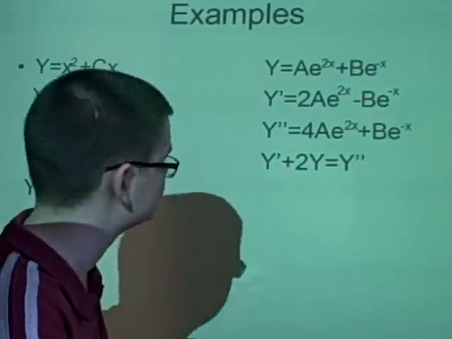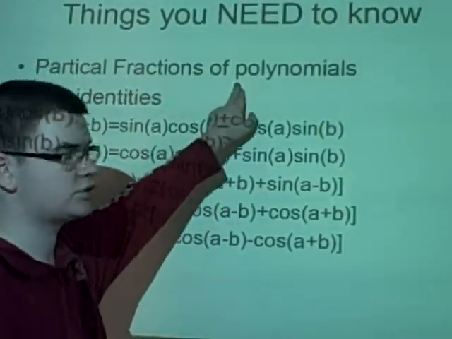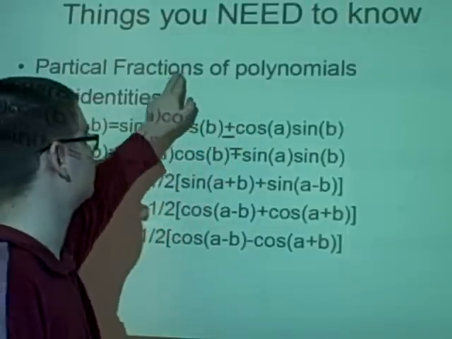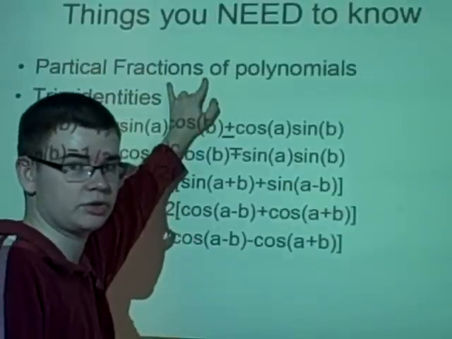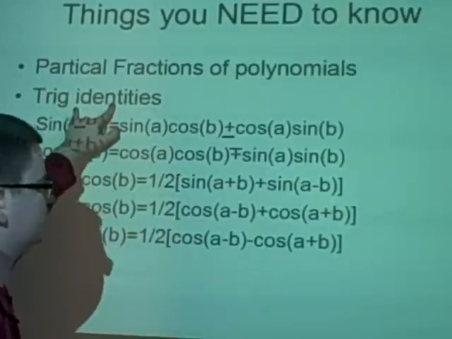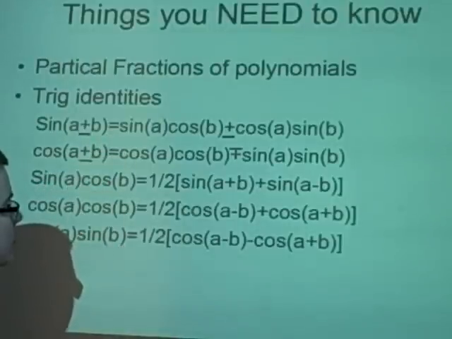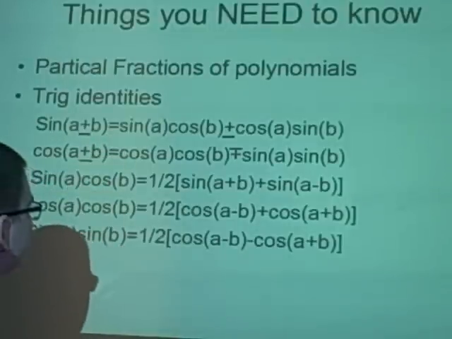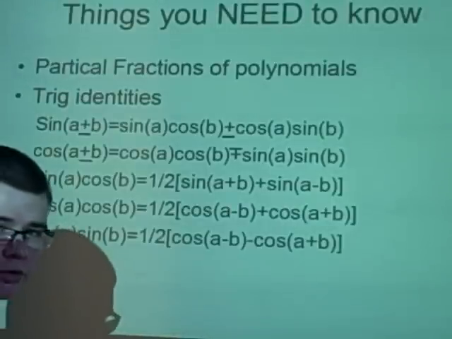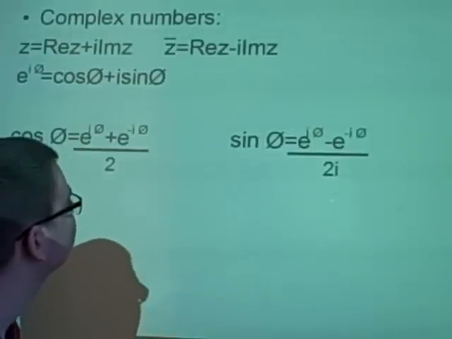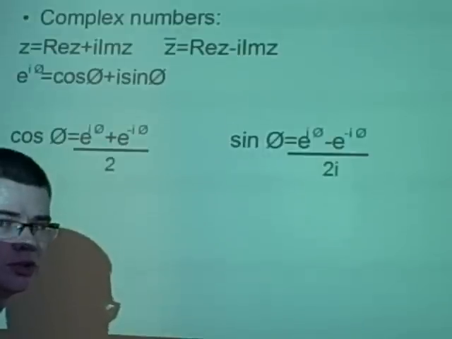And then on a sheet he gave us a list of things that you need to know for the rest of this course. Partial fractions of polynomials. You need to know how to do partial fractions. If you don't know how to do that, I suggest looking it up on Wikipedia. There's a good Wikipedia article on it. And trig identities. There's a hell of a lot of trig identities that you need to learn. Most of these, I probably don't even know, because there's no method in really learning them unless you sit down and copy them over and over again. And finally, the only other thing you need to know is complex numbers, which you'll have done in vectors and complex numbers.